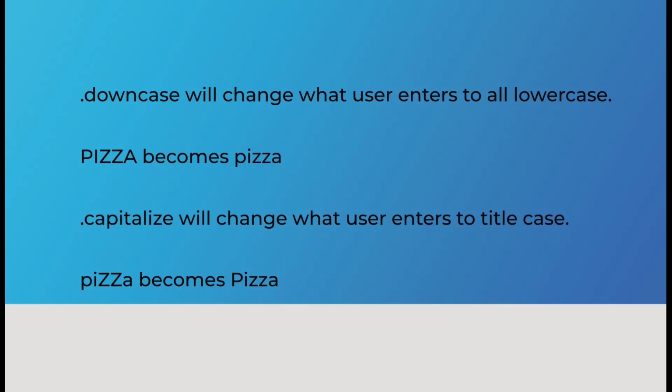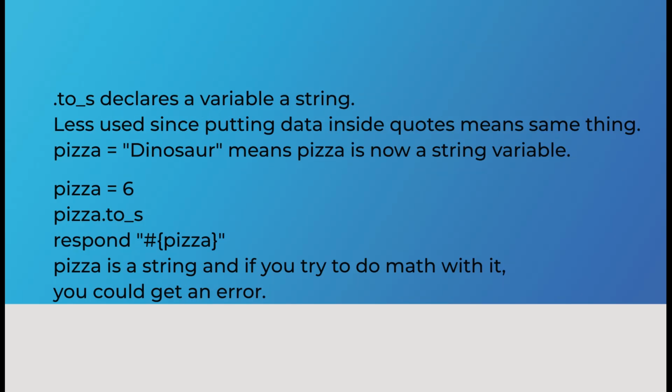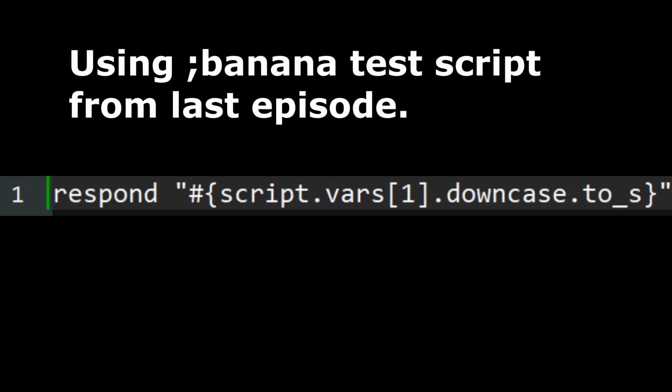So if you want to make something lowercase, you're going to use .downcase, and if you want to make something title case, you're going to do .capitalize. You can use .to_i to turn something into an integer, and .to_s to turn something into a string. So here's a couple examples. We're going to be using respond. We want to take the value of script.vars1, make it lowercase, change it into a string, and then repeat it back to the user. In order to do this, we have to surround the entire command with the curly braces, and we also have to set it off with the number sign and keep it all inside the double quotation.